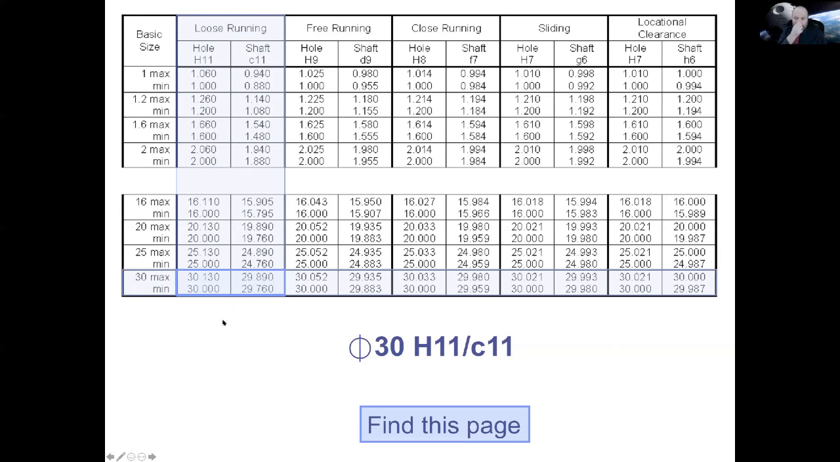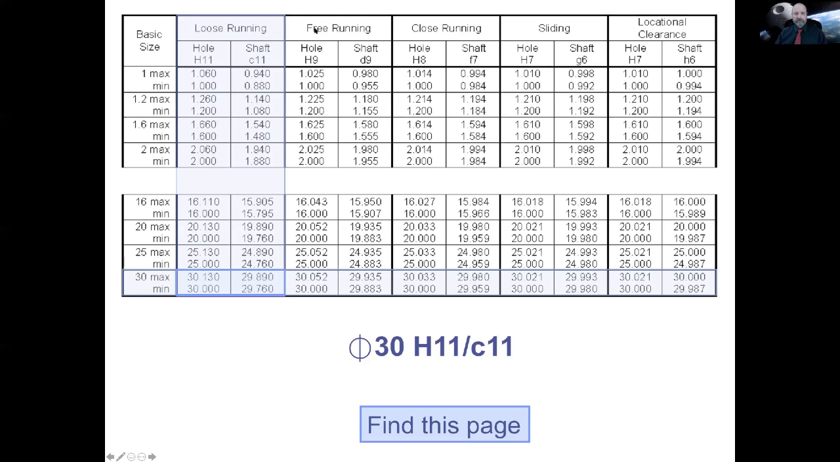So if you're an engineer wanting to design something with a loose running fit, you go look at the table and then you can find the corresponding numbers close to your basic size, and then you can just define it that way, and your machinists and your manufacturing people will know how to make that. Okay, so that's why we have specs and tables. It makes things easier, or it's supposed to.